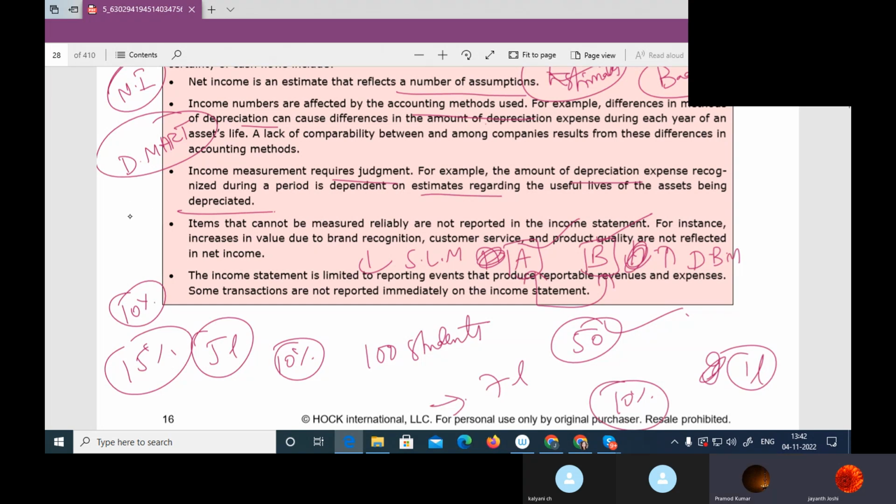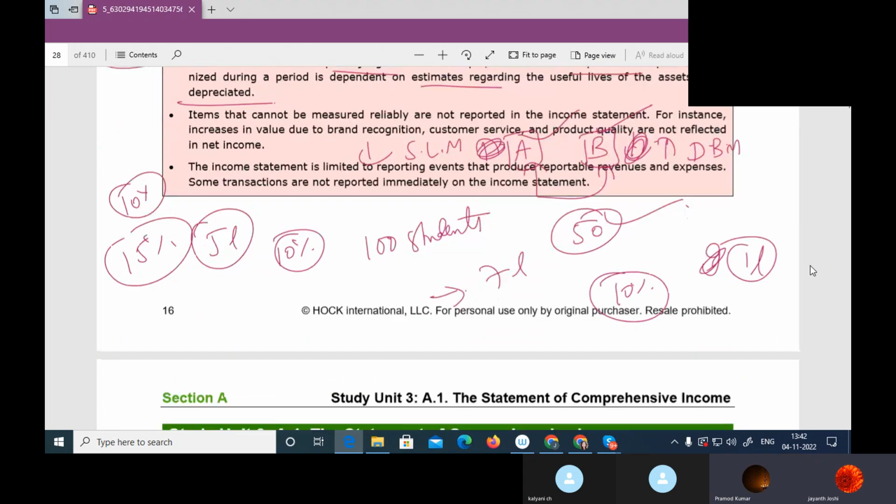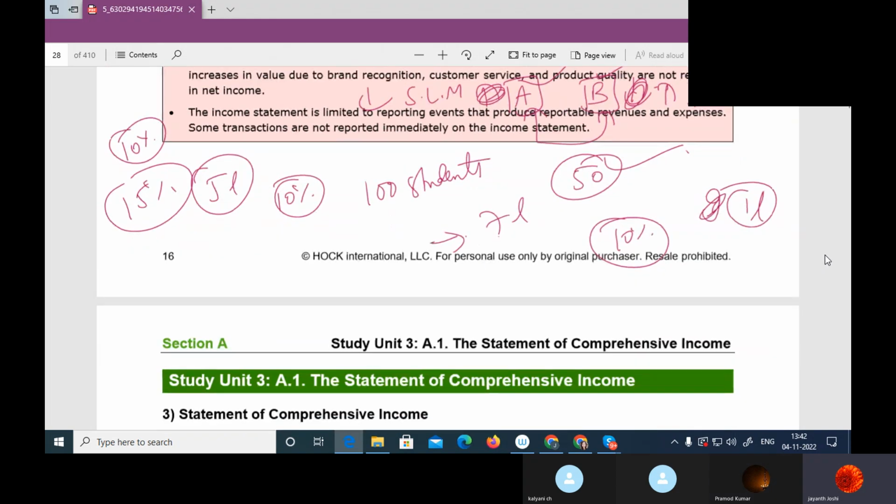There are items you cannot show in the income statement, but which are still important for you, correct? That is brand recognition, product quality, all this matters or not. Because of good quality, you are getting high revenues, but you can't show that. The income statement is limited to reporting events that produce reportable revenues and expenses. Something which cannot be shown in the income statement may still be relevant or important for you, but it doesn't find a place in the income statement.